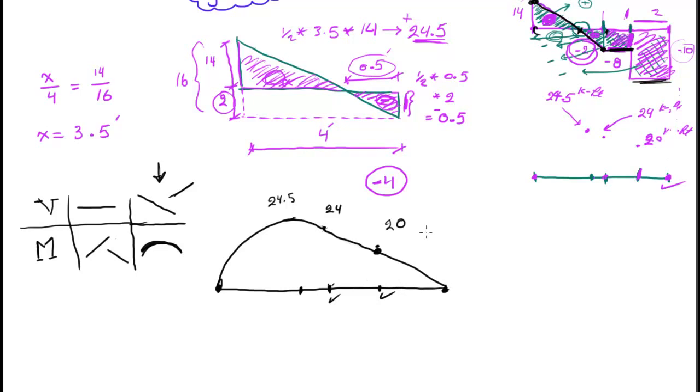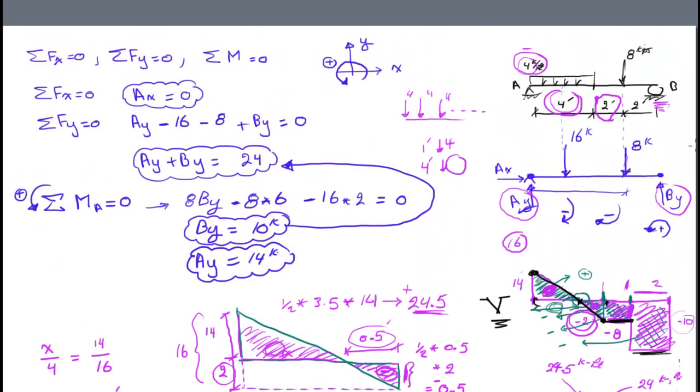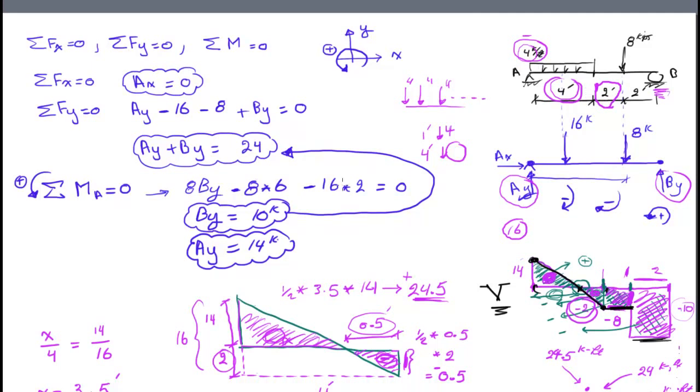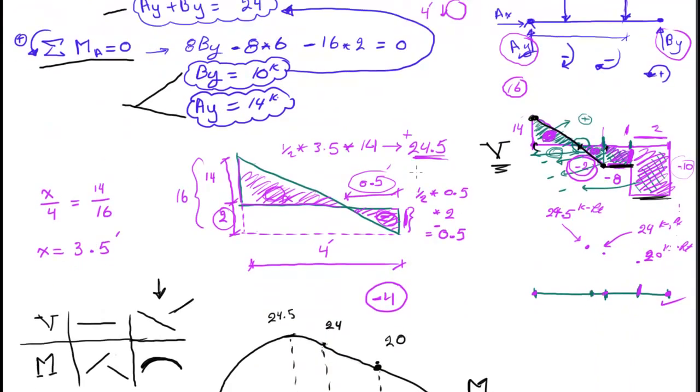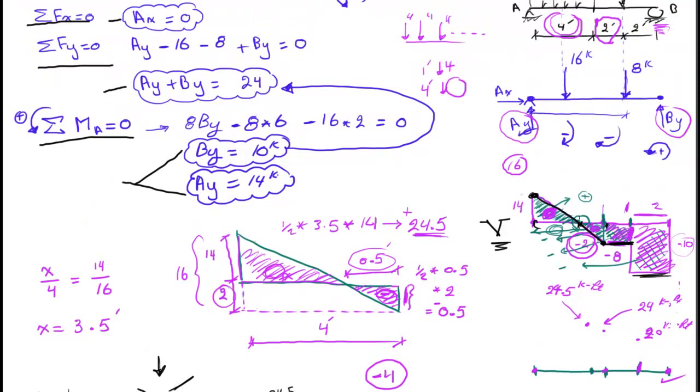So here you have the moment values. This is the moment diagram, and the one up here is the shear diagram. Again, first you have to calculate the reactions like we did, using the 3 equilibrium equations. We'll get the reactions. Then you draw the shear diagram.